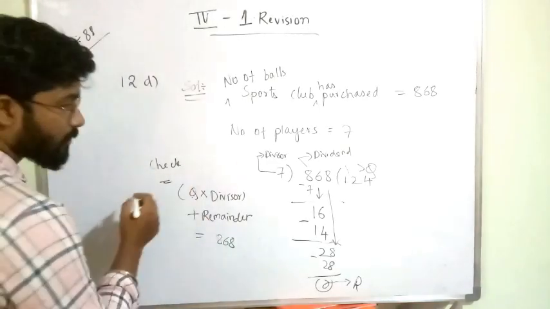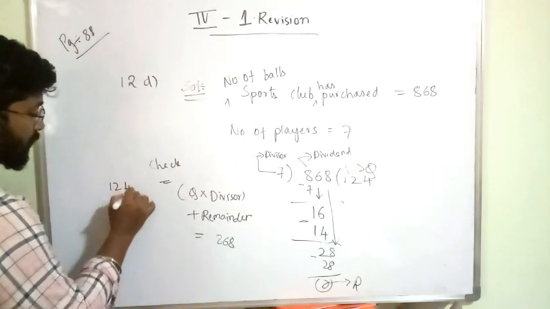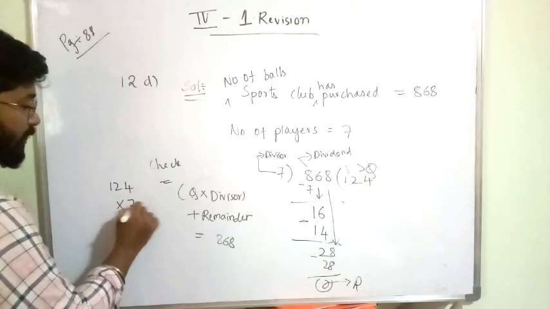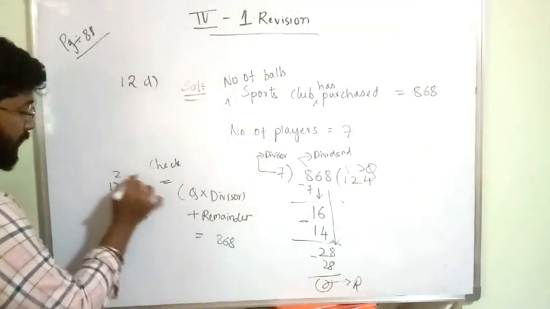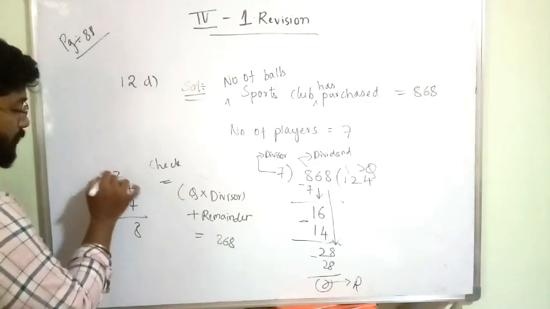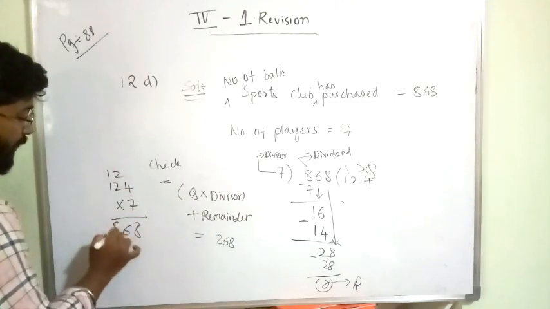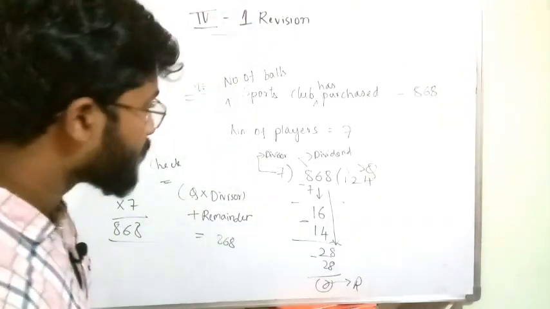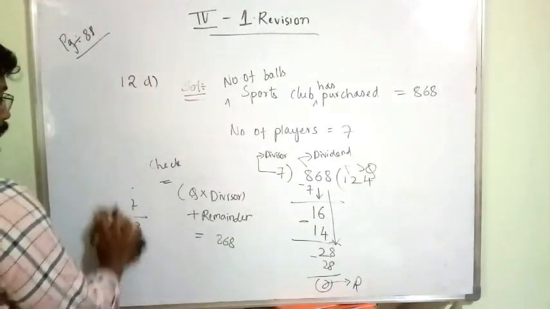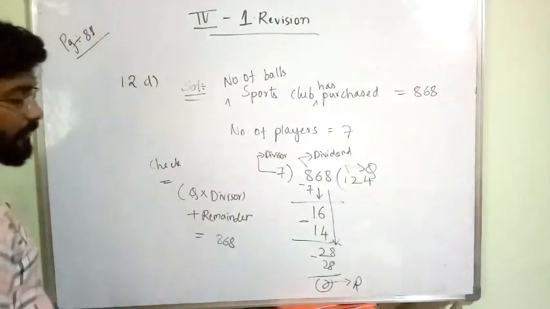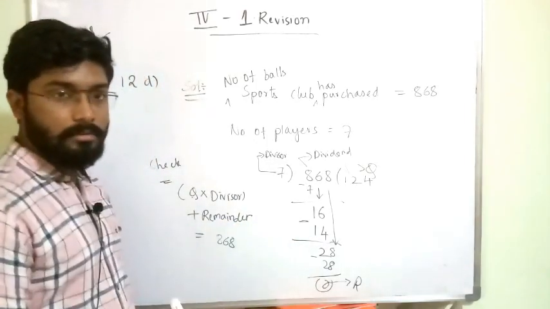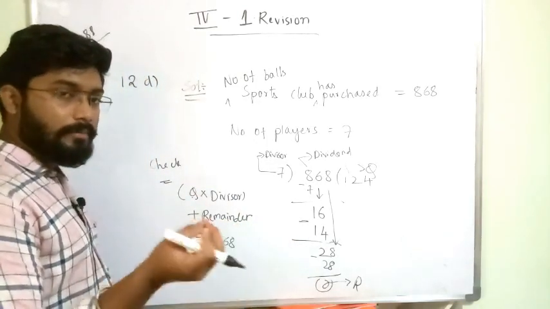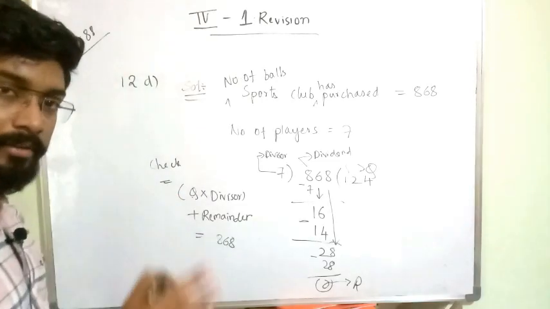Quotient is how much? 124 is the quotient. Divisor is how much? Quotient into divisor. We are doing multiplication, no? 7 4s are 28. 7 2s are 14, plus 2, 16. 7 1s are 7, 8. 868. 868 is the dividend. Did we get this? Plus remainder. Remainder is 0, no? If you add 0 to any number, you will get the same number.